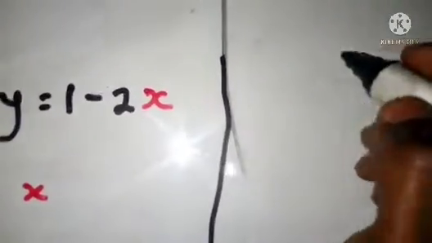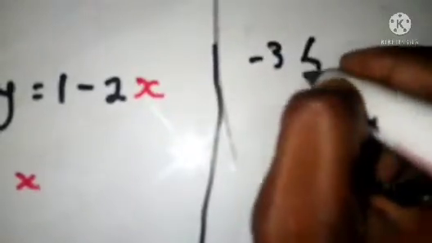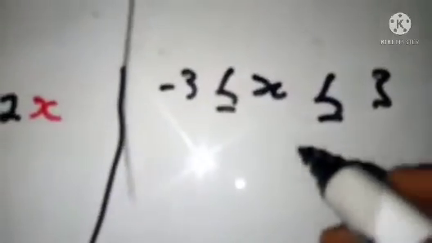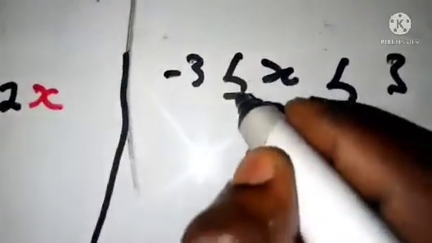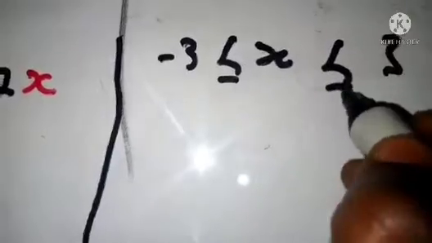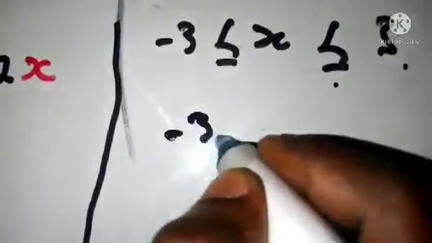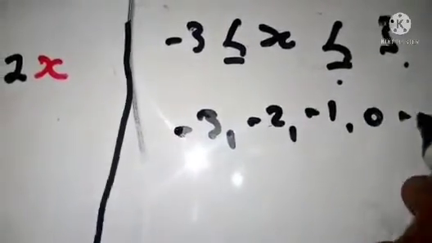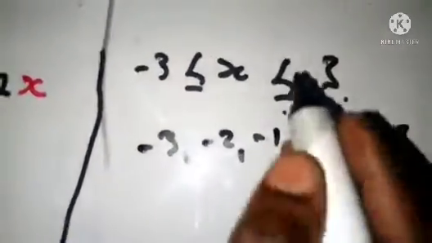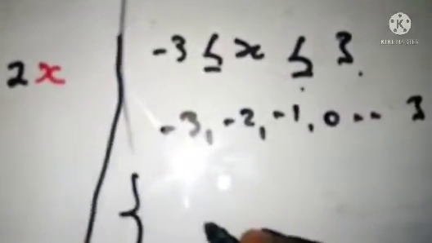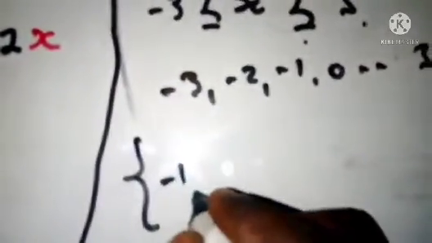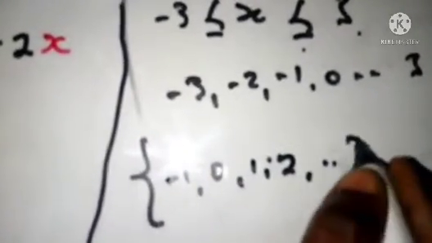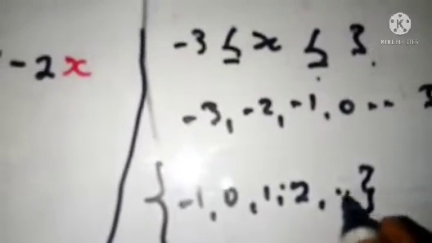In some cases, you'll be given the input, maybe let's say minus 3 is less than or equal to x less than or equal to 3. Have you seen something like this? It is an input, meaning that x is greater than or equal to minus 3 and x is less than or equal to 3. So you are starting from minus 3, then minus 2, minus 1, 0, up to 3. Is that okay? That is one case. Or maybe sometimes you'll be given a set, like minus 1, 0, 1, maybe 2, and so on and so forth. So these are some of the inputs that you are dealing with.